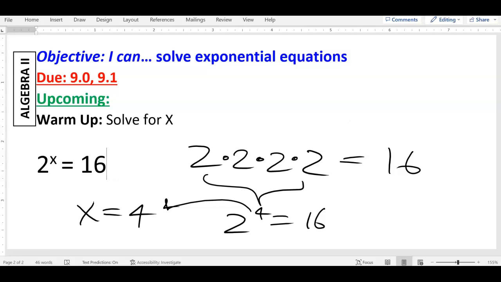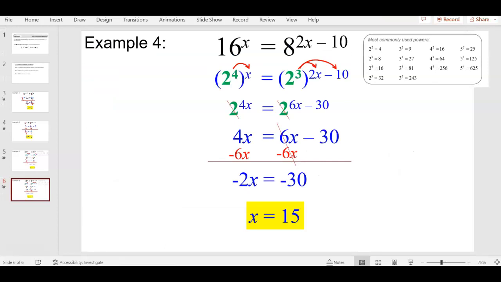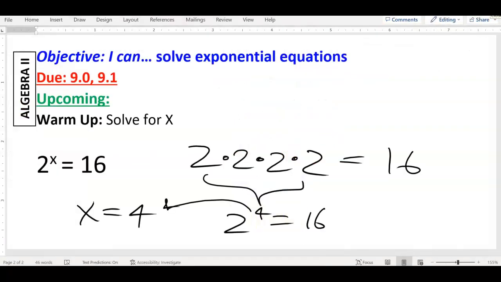Okay, let's do this. What's up? Yeah, it's right here. There's a warm-up.